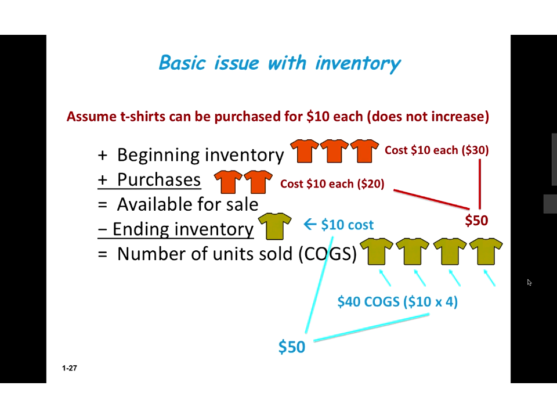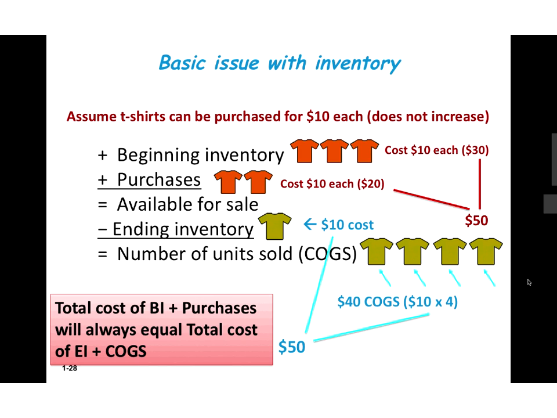If our costs never fluctuated, we could almost be done with this chapter now. But we're not, because costs fluctuate. So now I'm going to show you the main reason that the rest of the chapter exists. Before we get there, a rule that we need to know: the total cost of beginning inventory plus purchases will always equal the total cost of ending inventory plus cost of goods sold.